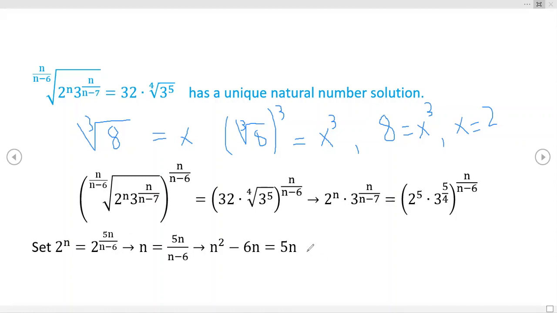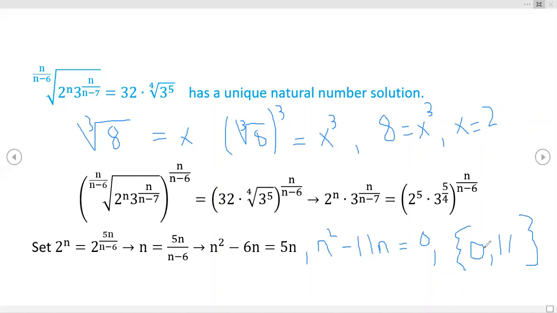I didn't quite finish this off, but this would imply that n squared, if we subtract 5n from both sides, we get n squared minus 11n equals 0. And so we get 2 solutions. Certainly 0 is one apparent solution, and then 11 is the other solution. That's just by inspection. You could factor an n out and get n times n minus 11 equals 0. We would get 0 and 11.